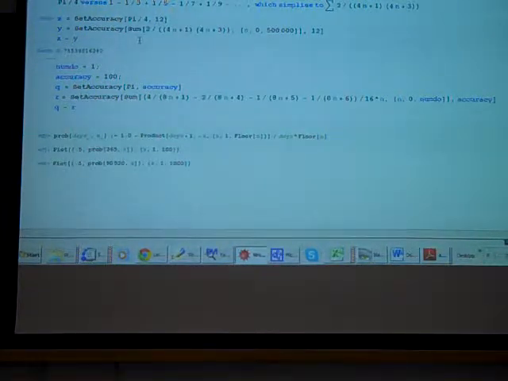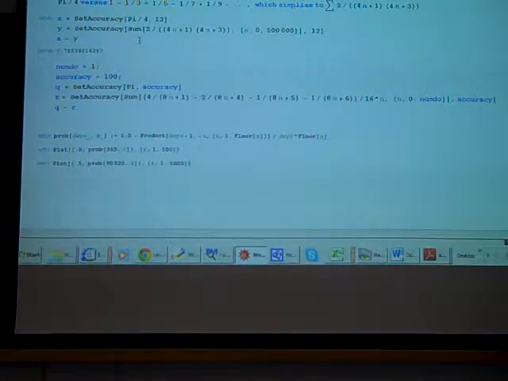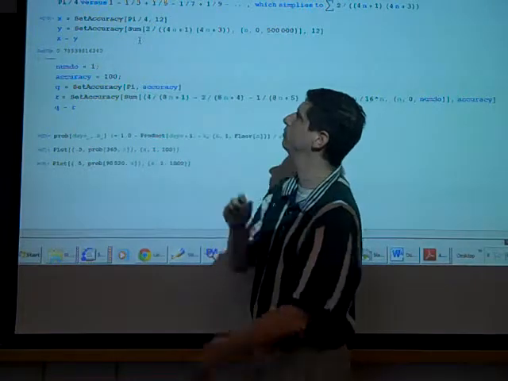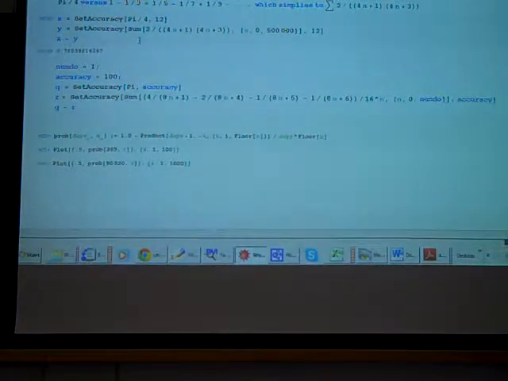The clock is ticking. How many terms do you think I'll get for pi over 4? And it turns out, if you play the same game as before, this is now 2 over 4n plus 1, 4n plus 3. So you had to guess about how many digits accuracy.